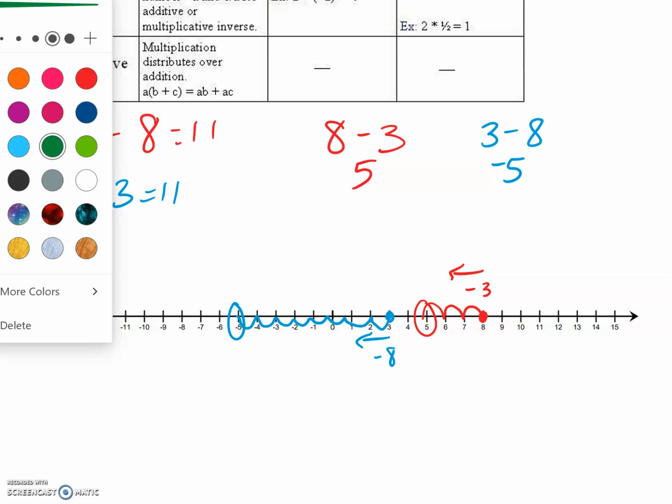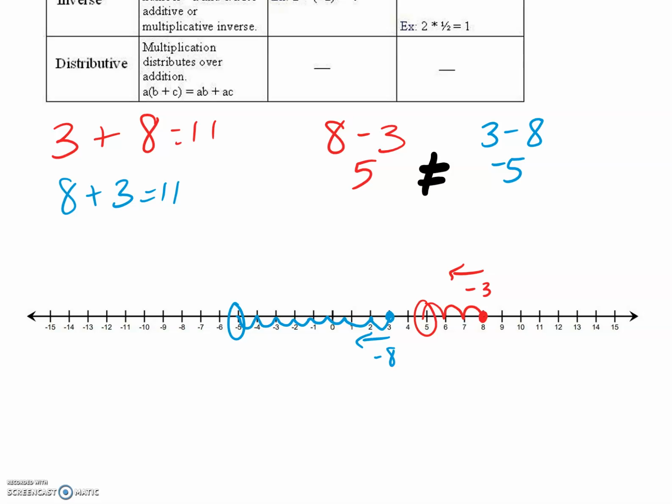Well, positive 5 and negative 5 do not equal each other. Trust me, I would much rather have positive $5 than owe someone $5, because that's what a negative $5 would be, owing someone some money. But let's take a look at these same numbers again. I'm going to clear my number line.